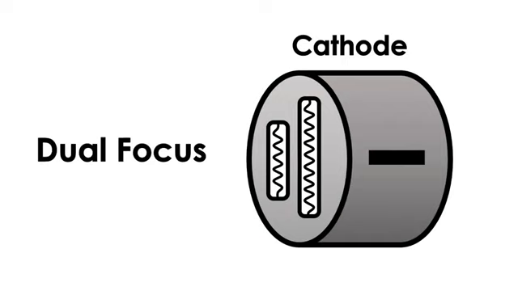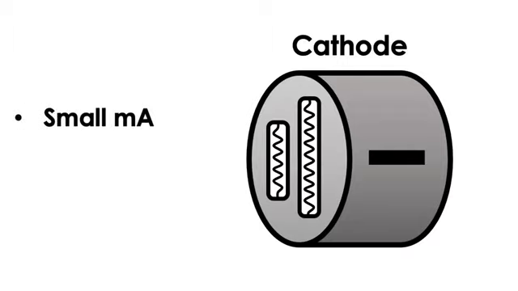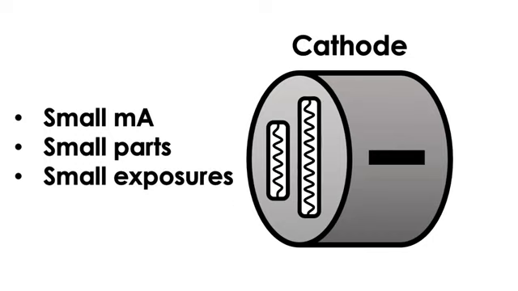Many X-ray tubes actually have two cathode filaments. These are called dual focus tubes. The word dual just means two. The small filament is 1 centimeter long and the large filament is 2 centimeters long. The small filament is used for small mA only. It cannot tolerate large mA because it has a small heat capacity. It would get too hot and possibly break. The small filament should be used only for small body parts because it can only be used for small exposures.